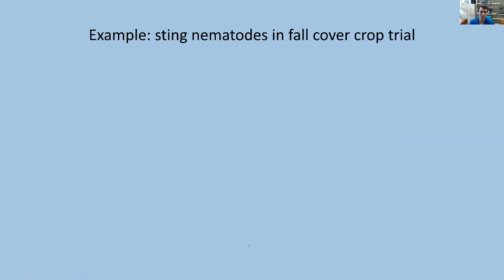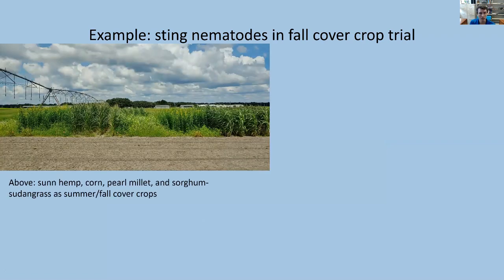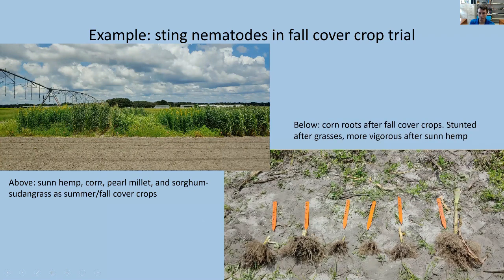So an example for sting nematode is a fall or late summer cover crop trial that I've been involved in. We looked at sun hemp, corn, pearl millet, and sorghum Sudan grass. And this is just illustrating some of the symptoms we saw in corn grown after these fall cover crops. This was targeting silage corn in like a dairy operation.